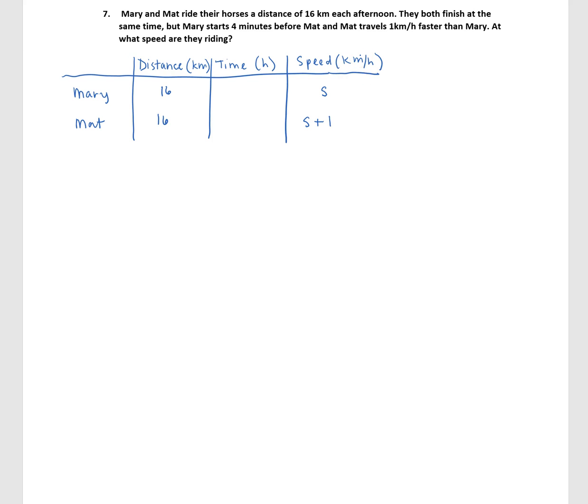To figure out our time, we need to remember that distance, or d, equals speed times time. If we want to find time in terms of speed and distance, we divide both sides by s, so we get that time equals distance over speed. Combining the terms we've come up with, Mary's time is her distance over her speed, so her time is 16 over s. For Matt, we do the same: his time is 16 over s plus 1.